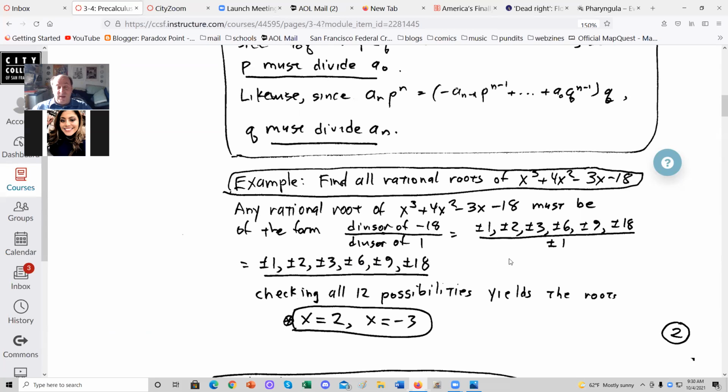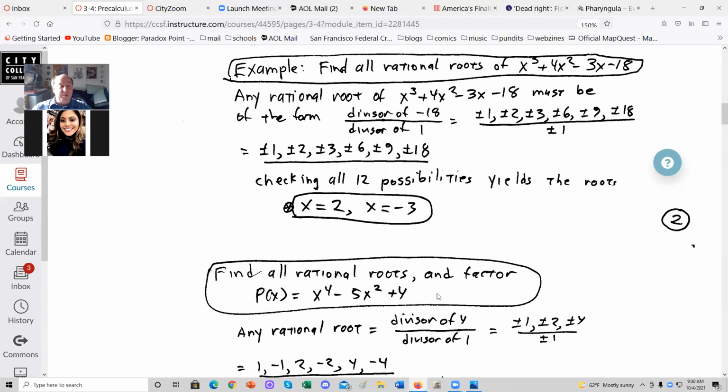That's 12 possibilities. It's a fair number, but it's less than infinity. And if you check all 12 possibilities, you'll find that the roots are 2 and negative 3. Those work, the others don't. Those are all the possible rational roots.